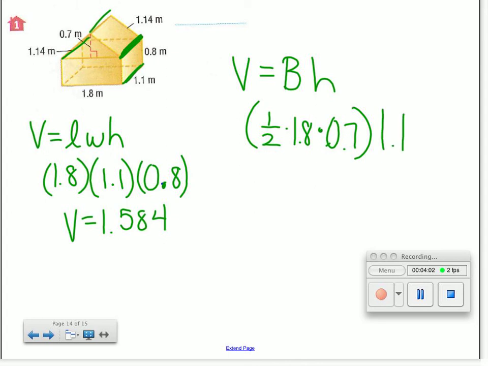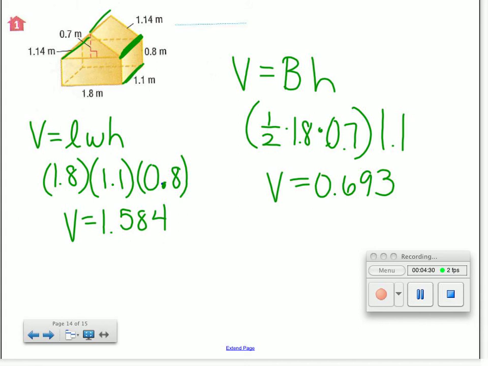All right, grab those calculators. What do we type in for a half? 0.5, or you could divide the whole thing by 2 at the end. So 0.5 times 1.8 times 0.7 times 1.1 equals, volume equals 0.693.